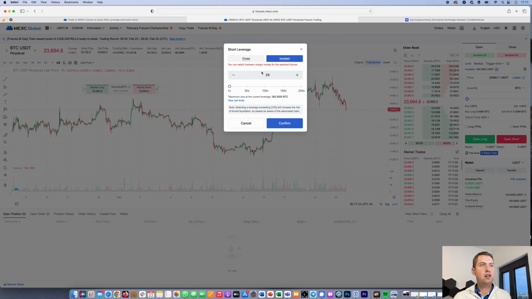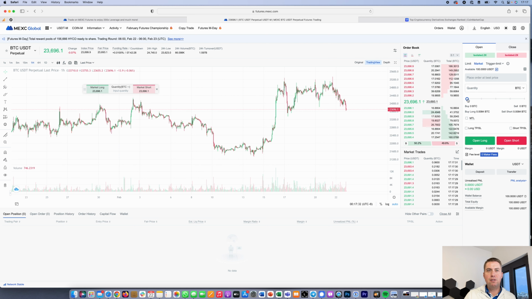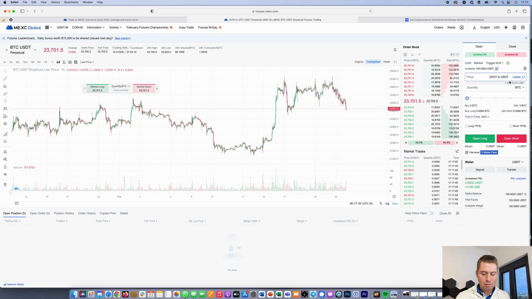And if you go short, you need to do the same thing as well. And then you can select either a market order or a limit order. A market order is fairly straightforward. You just select how much you want to invest, like 100% of your money or 50% or whatever you like, and then you either open a long or a short, and it will basically execute the trade immediately to the best price available.